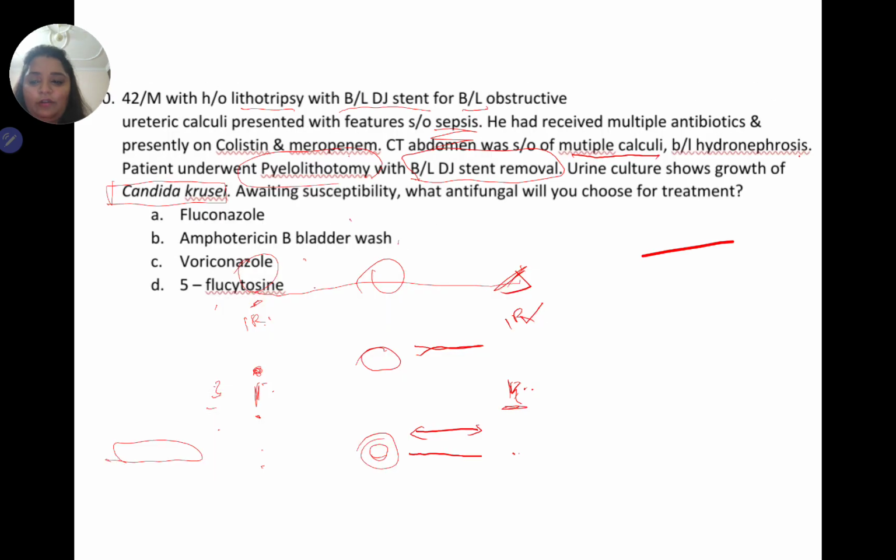So getting back to the question, what will you use? Fluconazole? Obviously no. Amphotericin bladder wash, will just a bladder wash be sufficient in this patient who is having frank sepsis? No. 5-flucytosine, again we saw it is intrinsically resistant. In these options, voriconazole is a better one. Though the urinary concentration of voriconazole is quite low, in this patient voriconazole can be used because the patient is in frank sepsis and it is pyelonephritis rather than the lower urinary bladder which is involved.